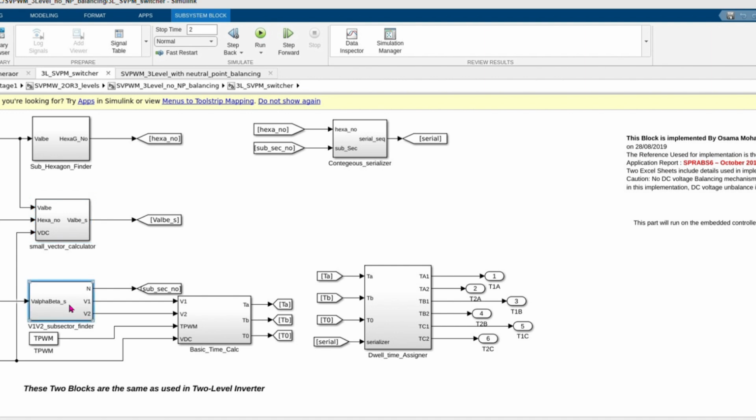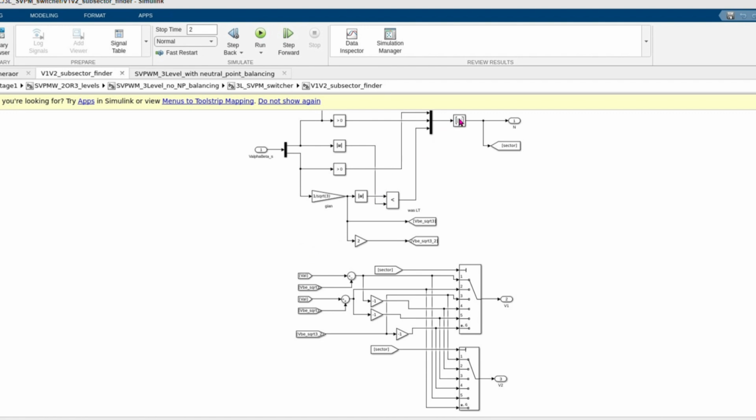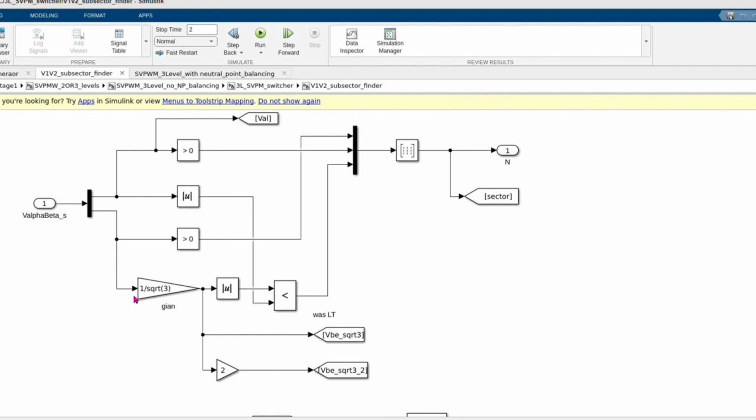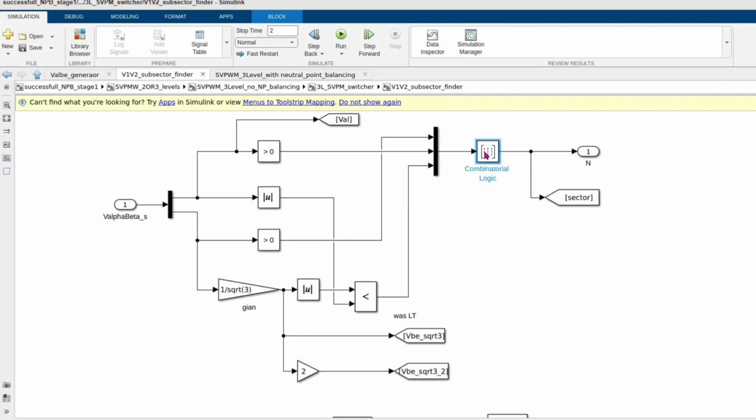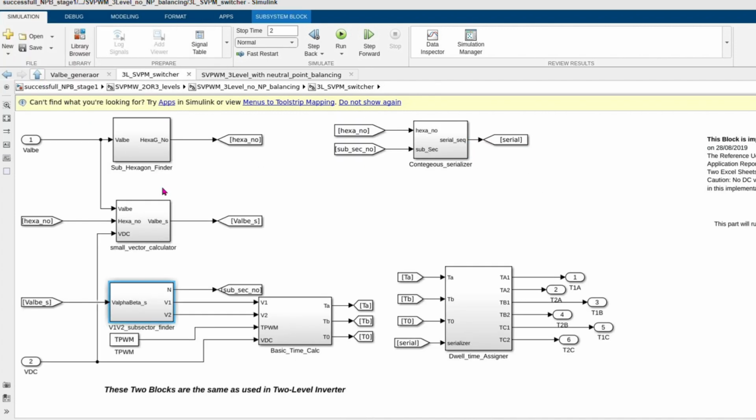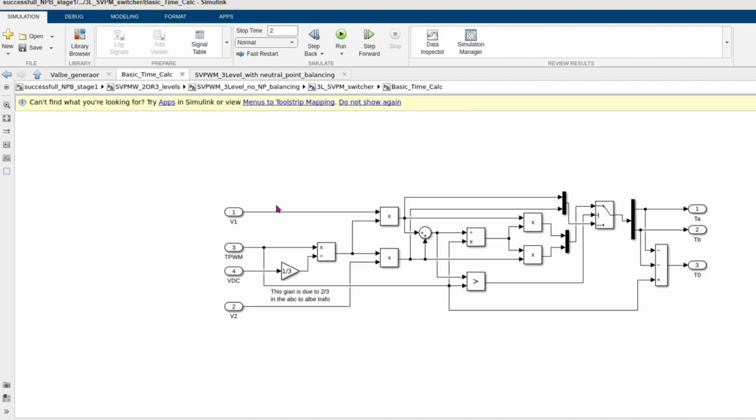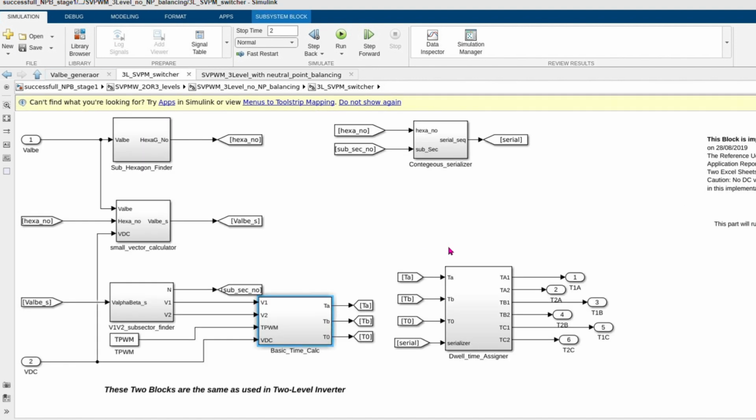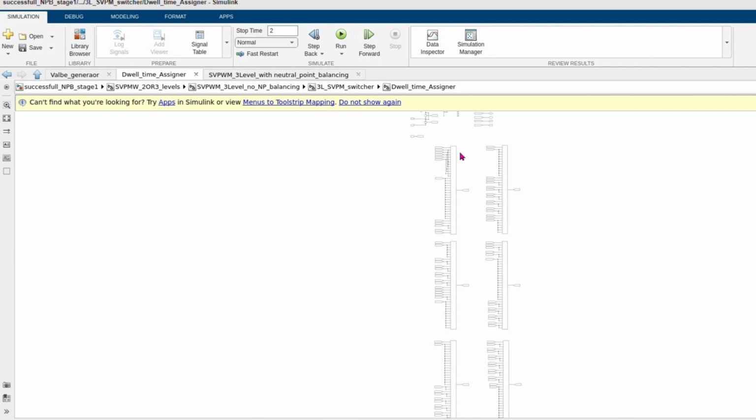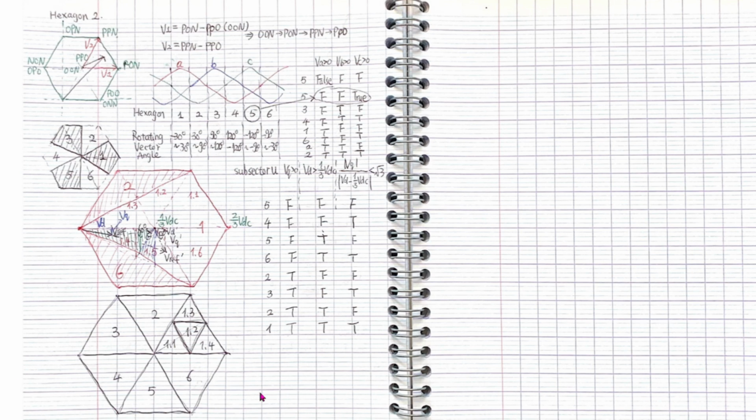This block calculates the subsector. The criteria are the VD, VQ polarity and their amplitude ratio to square root 3. Now we can calculate the T1, T2 and T0 since we know which sector and which V1, V2 to use. To generate the PWM, we need the hexagon index and subsector index to say the optimal switching pattern and attribute the correct T to each switch. There are many other ways to generate the PWM.